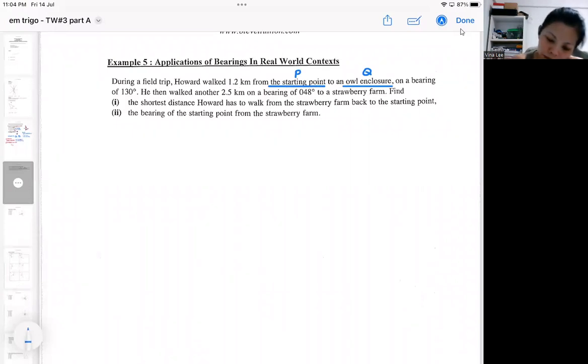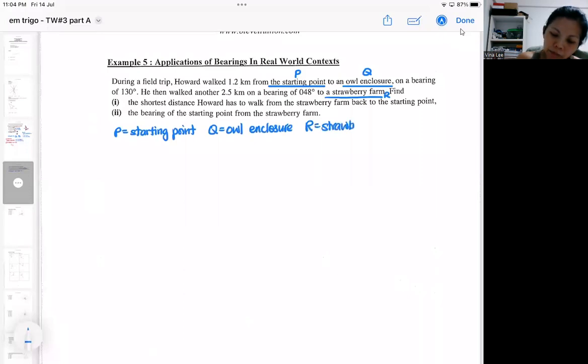Okay, and after that, there is a strawberry farm. So I'm going to label them. So it will be good that you start off labeling first. So there are 3 locations. There is a start point, and then there is the hour enclosure, and then R will be the strawberry farm. Okay, then I'm going to put in the information.